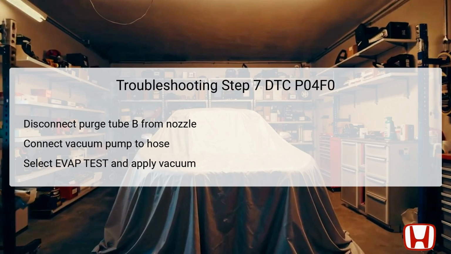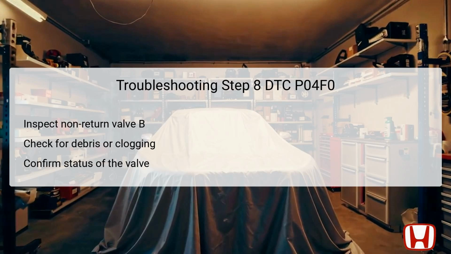Upon applying vacuum to tube B, it is crucial to monitor whether the vacuum is maintained. If it does hold steady, this indicates a clear flow path through the line, and you should investigate the previous sections for potential issues. If the vacuum fails to hold, Step 8 becomes necessary for further diagnosis.